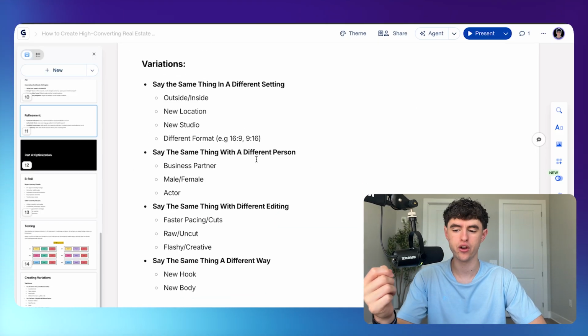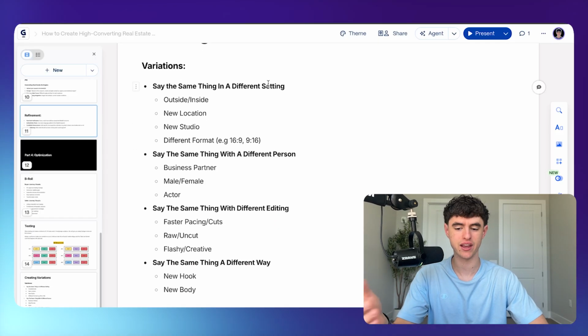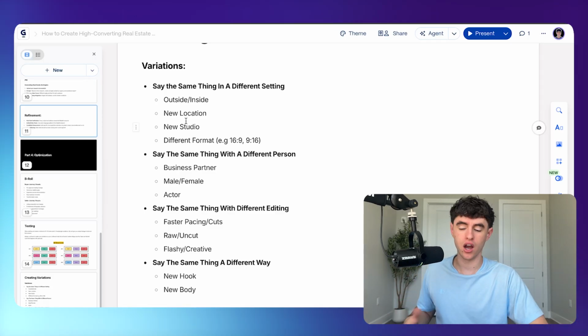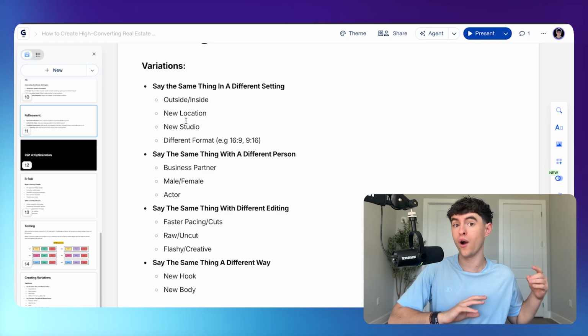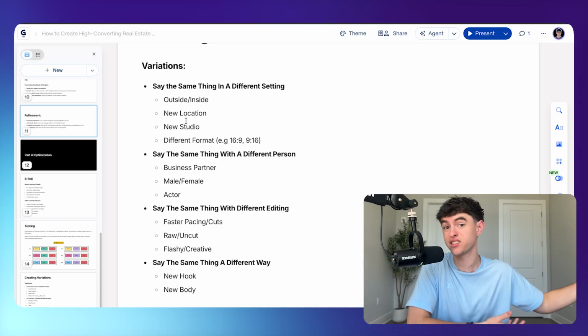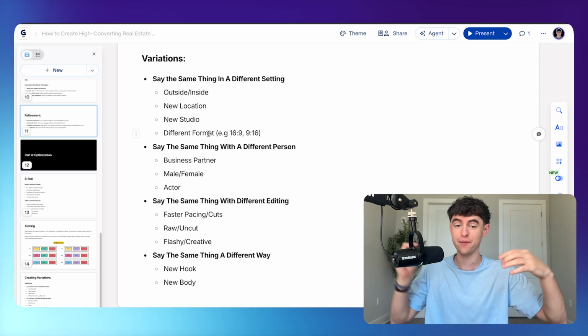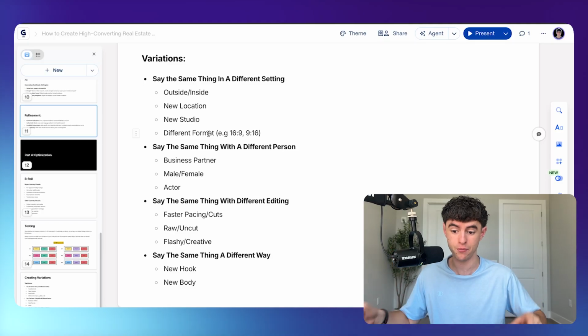And when creating the variations, just some different things you can do is, for example, you can say the same thing in a different setting. So if you're inside in one video, go outside, try a whole different location. If you're in a studio, go maybe out to a listing appointment, etc. You can do different formats. So instead of doing landscape mode, try portrait mode, although I always recommend to start off with landscape mode.